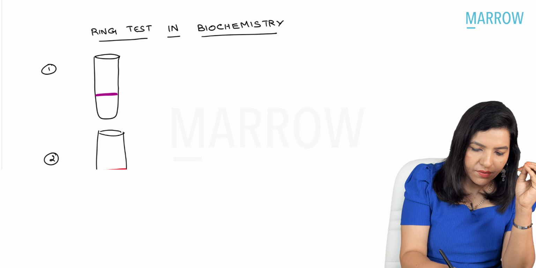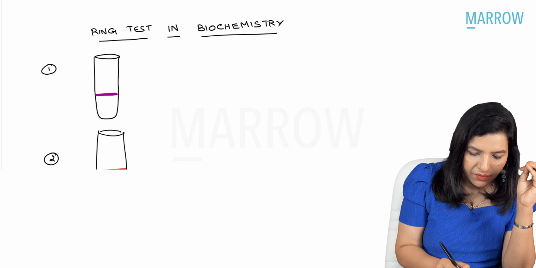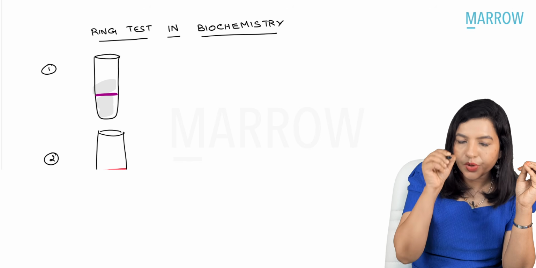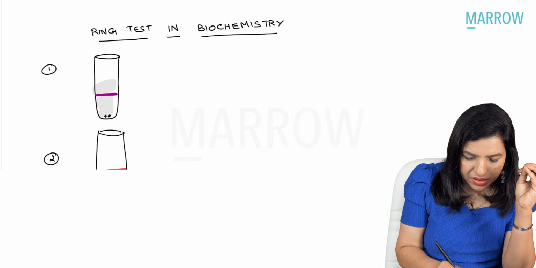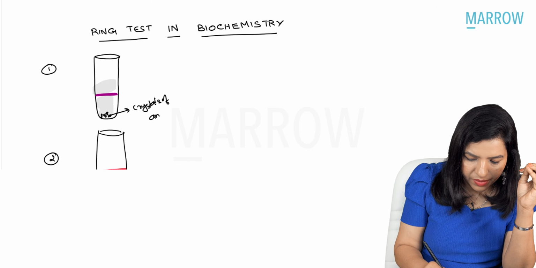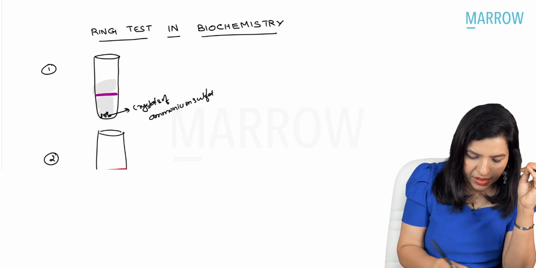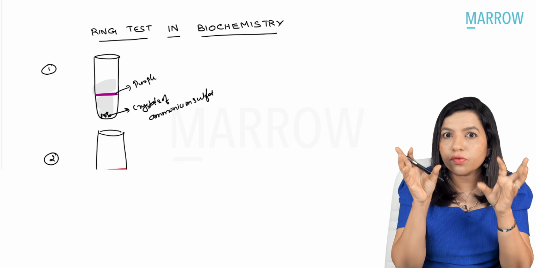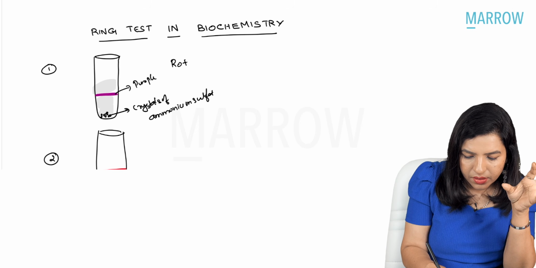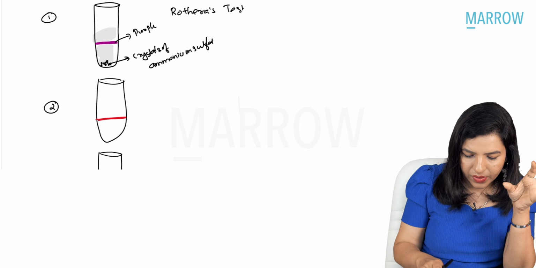One thing that we have already seen is Rothera's test, where at the junction of two liquids there is a purple ring, and in addition you can see crystals of ammonium sulfate at the bottom of the test tube. Ammonium sulfate and a purple ring, this is the characteristic feature of Rothera's test.